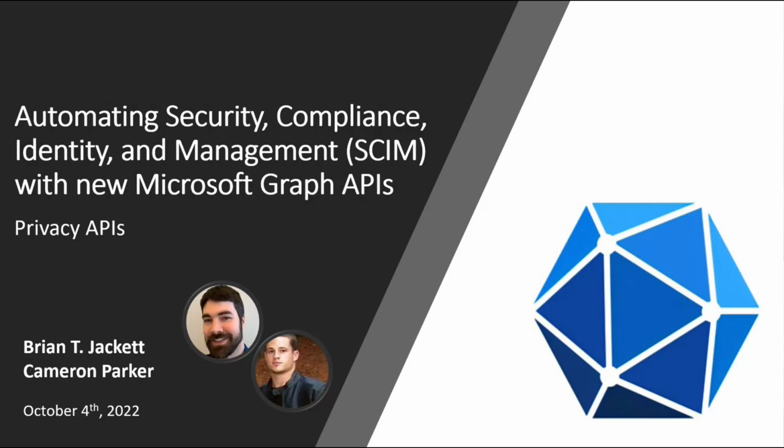If you were on a couple of weeks ago, we did some things on the eDiscovery Premium APIs. This time around, we're actually going to talk about some of the privacy APIs. This is all part of what we call the Security, Compliance, Identity, and Management, SCIM APIs. And these are going to be available to us in GA, in this case, on the V1 endpoints. So some great things that we'll be able to show you today.